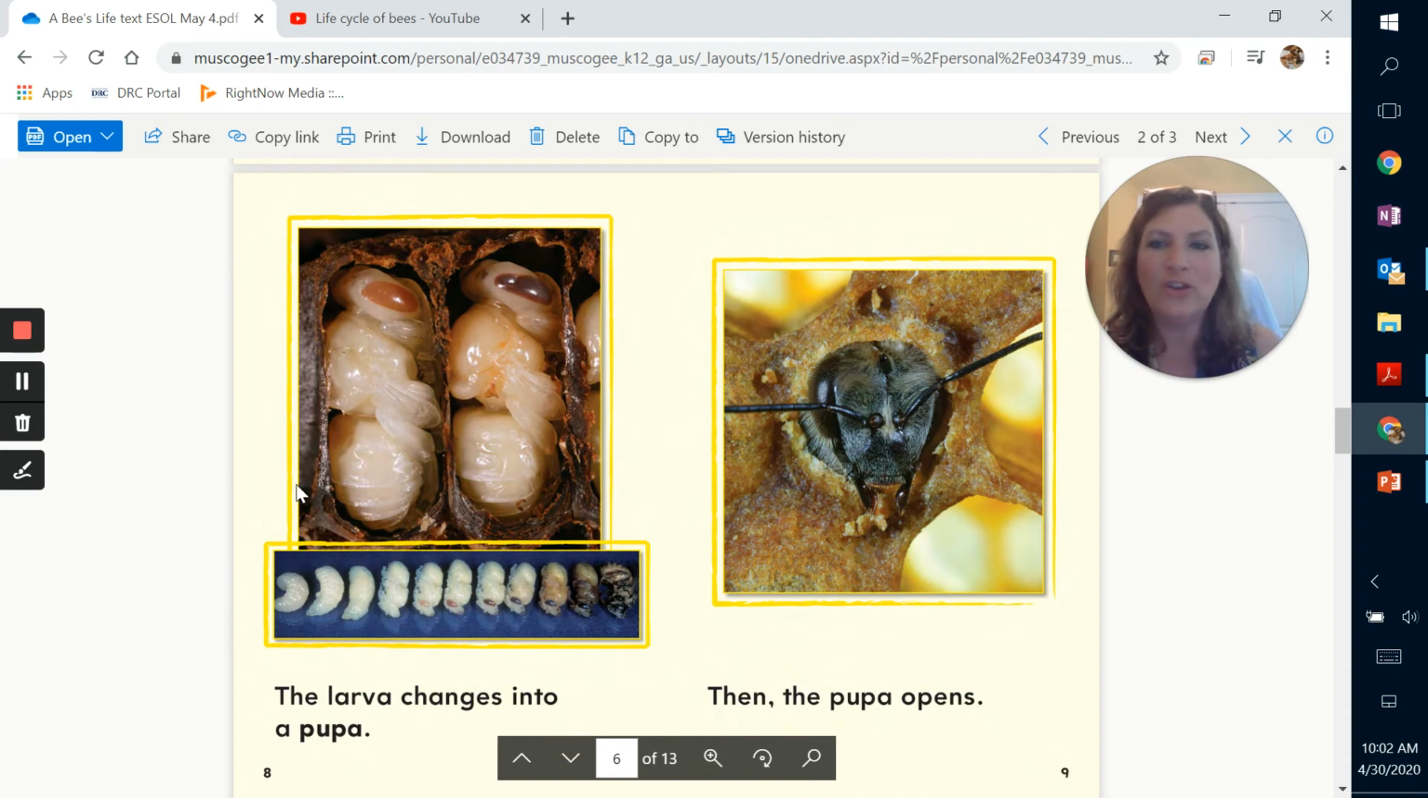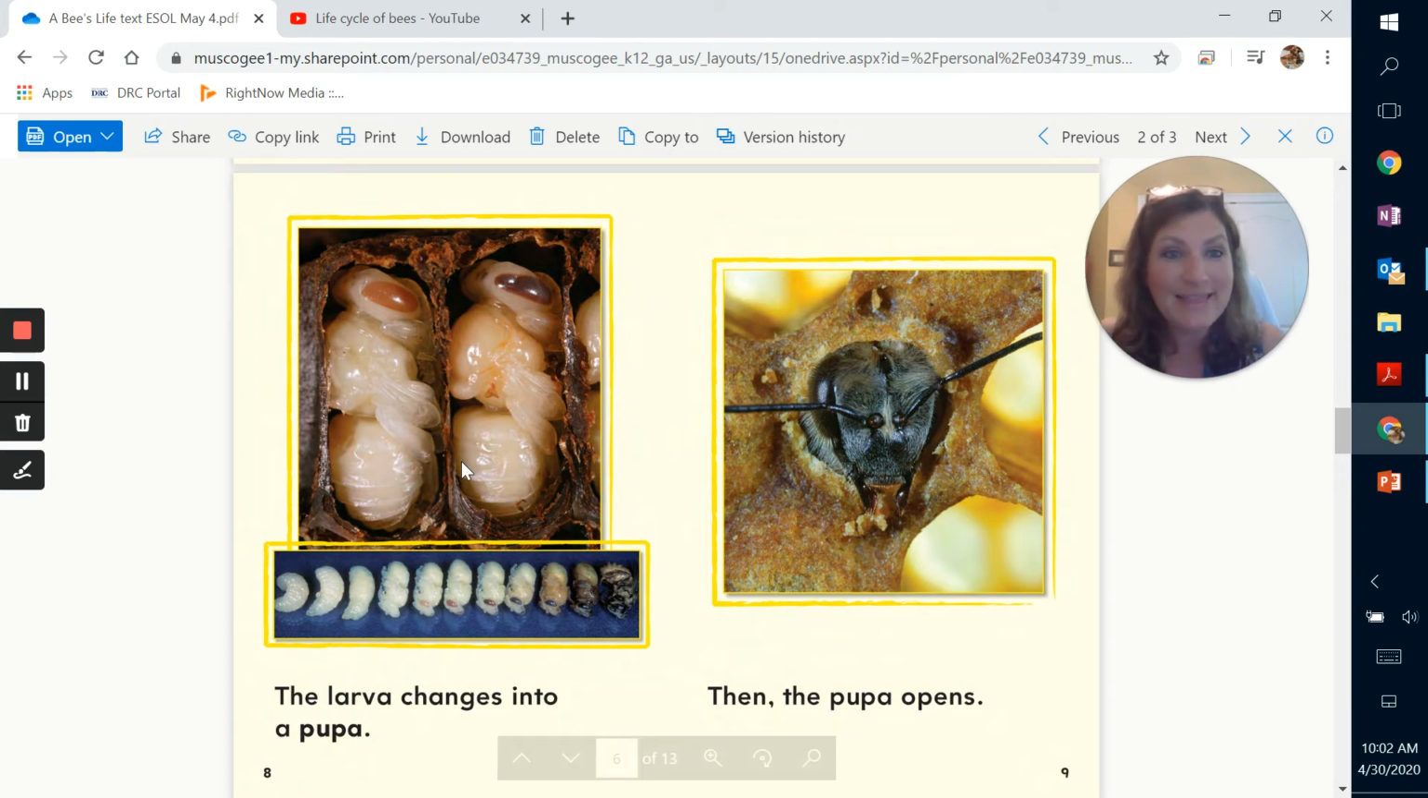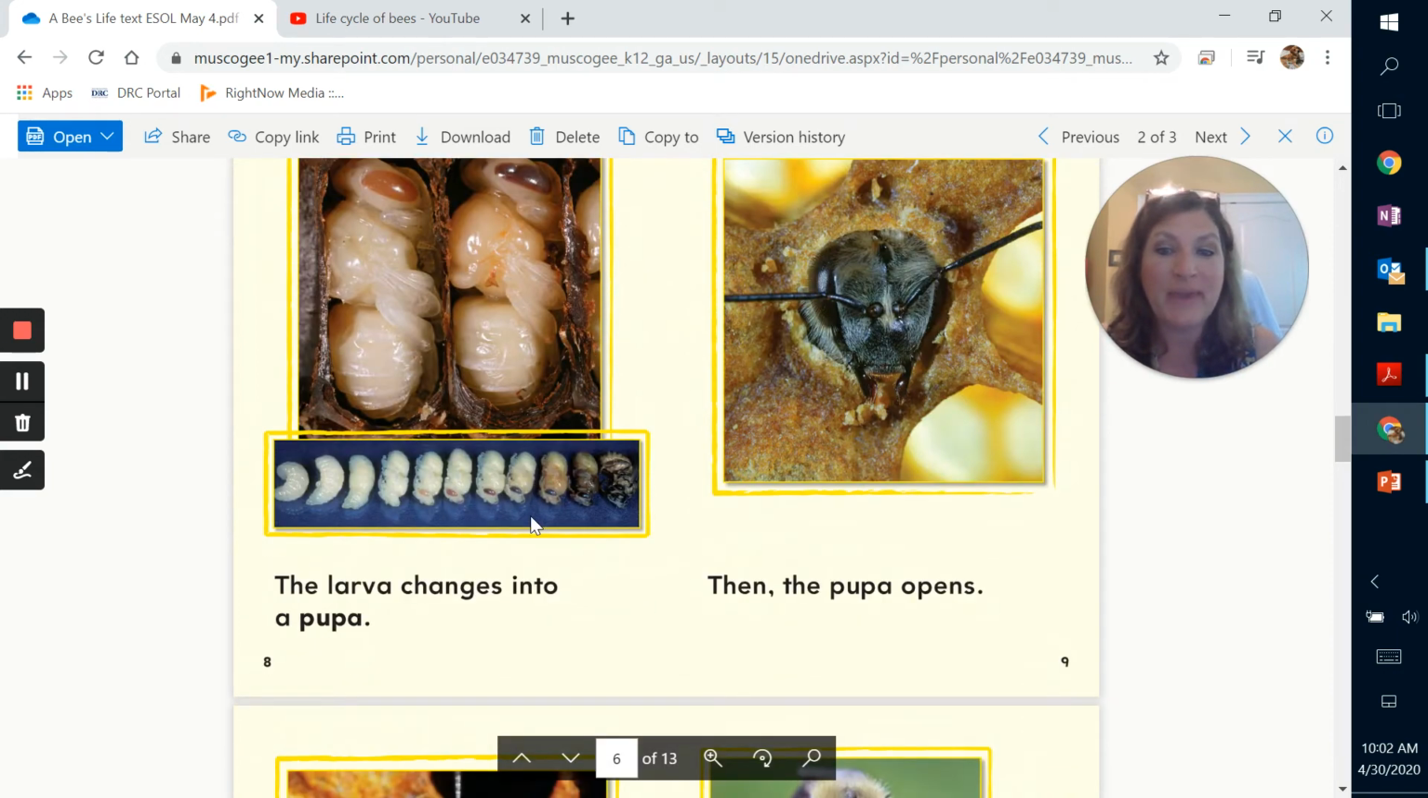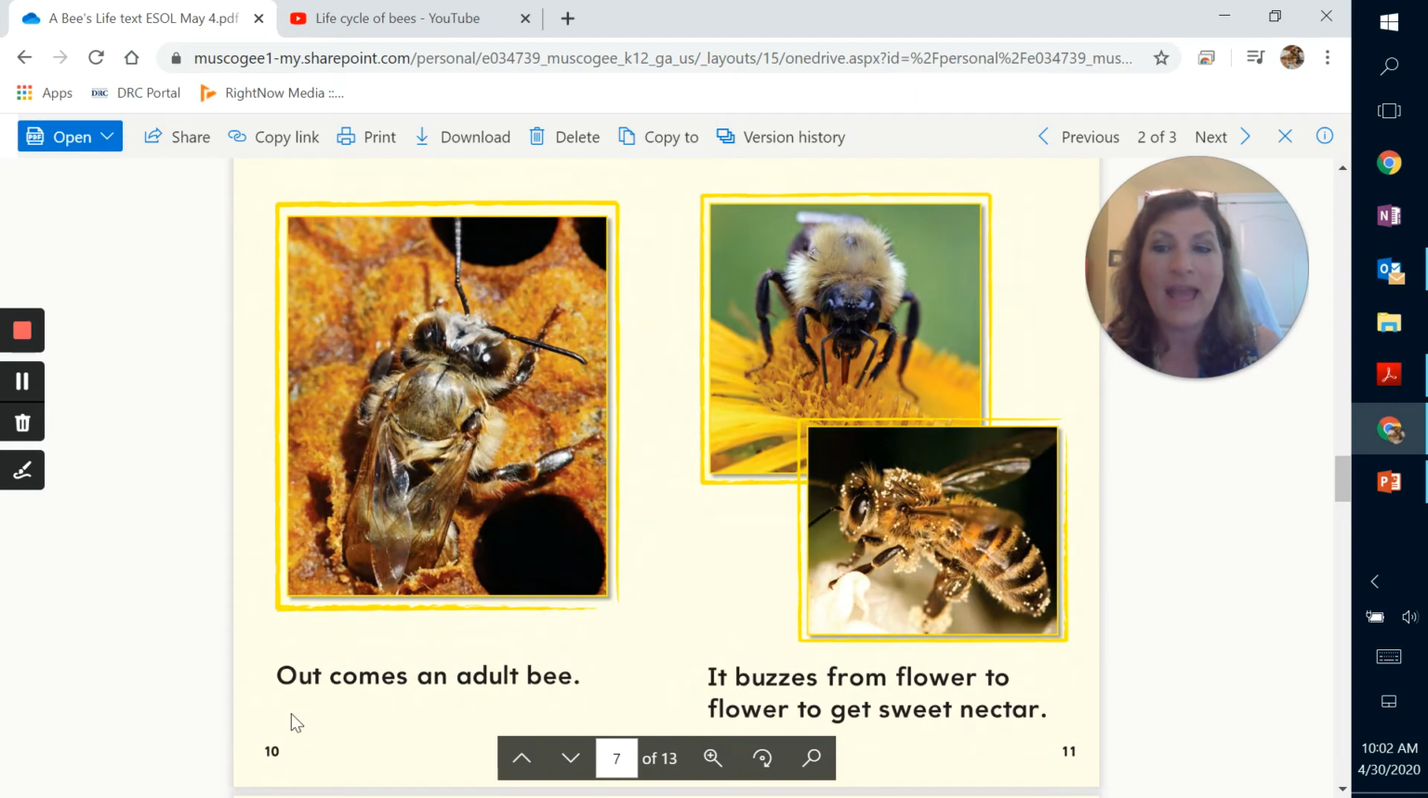All right, so now look at this one. It actually shows a close-up picture of something called a pupa, a pupa. So let's read this. The larva changes into a pupa. Then the pupa opens. Well, do you know what a pupa is? That was just the baby bee. That's what the baby looked like before it actually opened up to a full-grown bee. All right, out comes an adult bee.